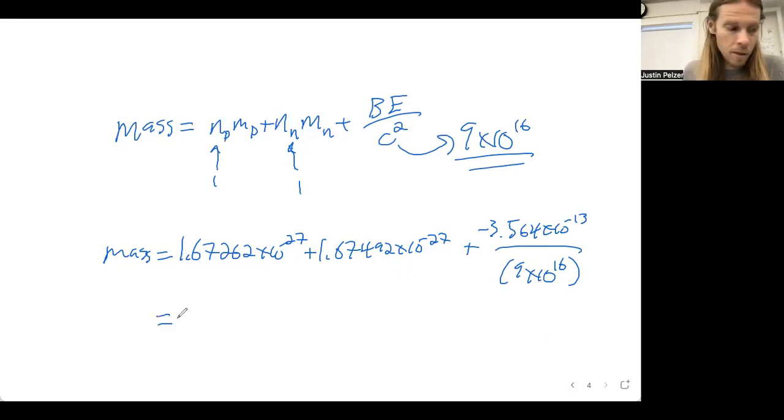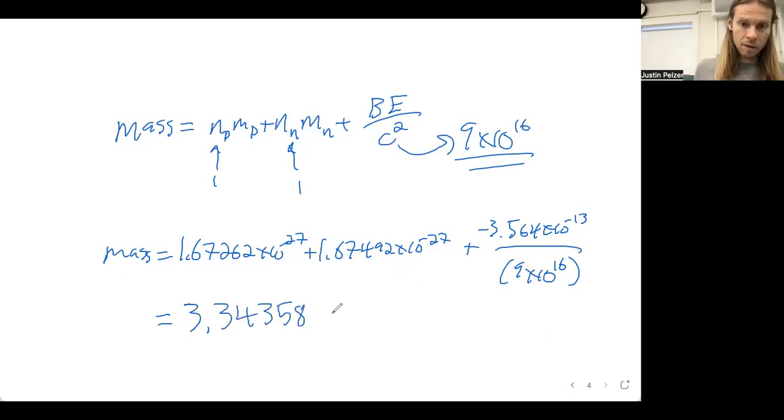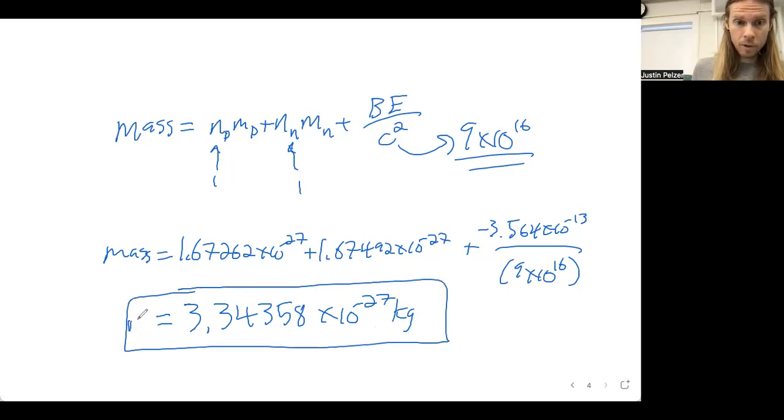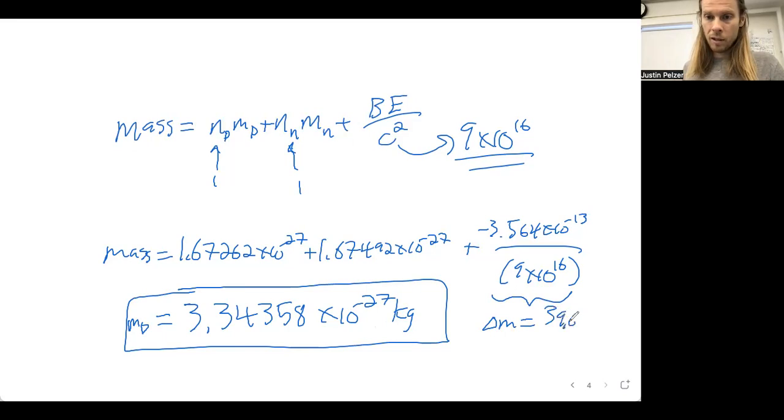Great. If you do that, you get 3.34358, I'll round to that, times 10 to the negative 27 kilograms. Now, maybe it's more informative, and that's the mass of deuterium. You look it up. That's the number you get. It's a little bit less than the proton and neutron on their own by this amount. So this is the mass deficit. Delta M on its own, it might be fun to find, which I believe you get 3.96 times 10 to the negative 30 kilograms. What does this mean?